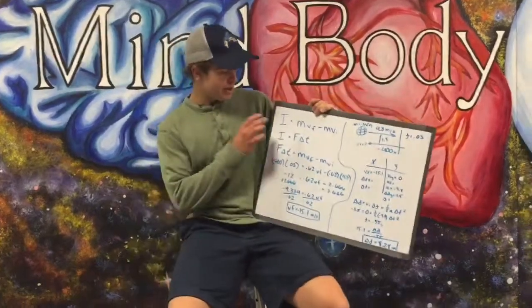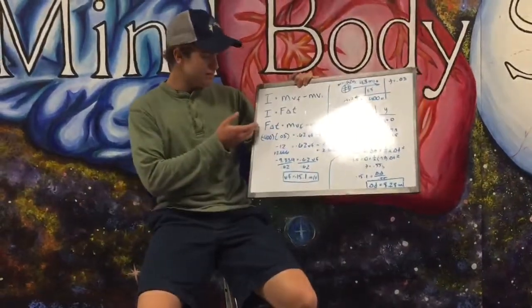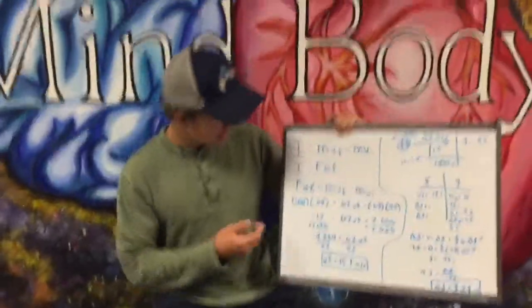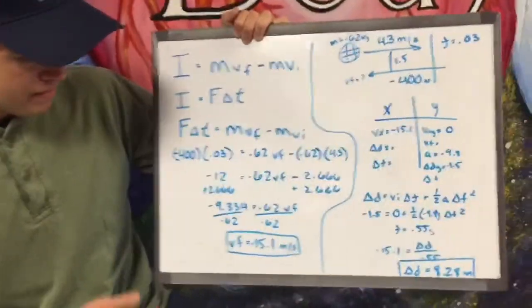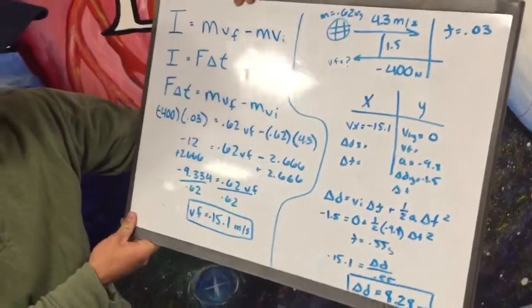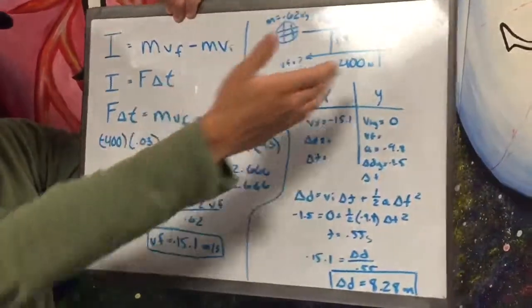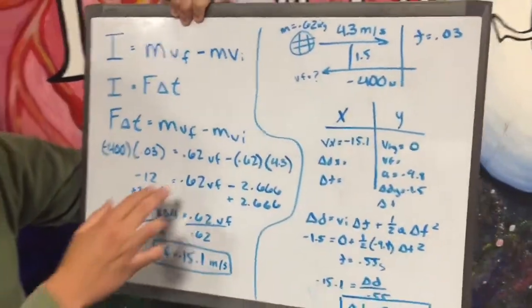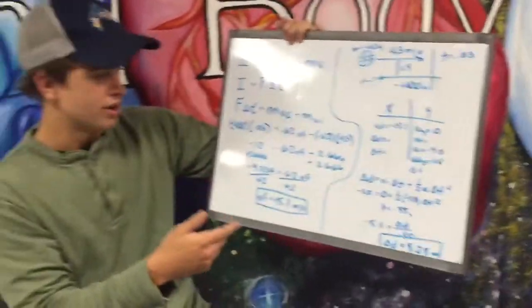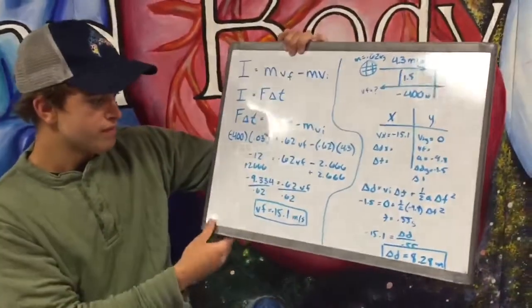First, you start off with impulse, which equals the mass times the final velocity minus the mass times the initial velocity. And since impulse equals force times delta t, force times delta t equals the mass times final velocity minus the mass times initial velocity. So here we plug in the numbers, and 400 is going to be negative since it's coming back at you, going left. The time that you hit it is 0.03 seconds. Then the mass is 0.62, and the final velocity is what you're trying to figure out. So you subtract that by the mass times the initial velocity.